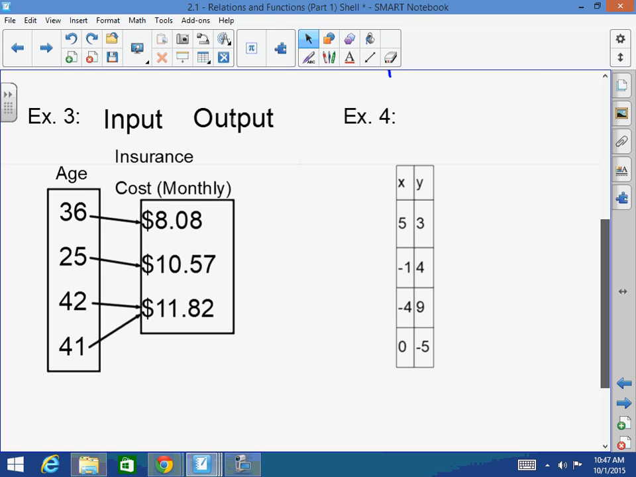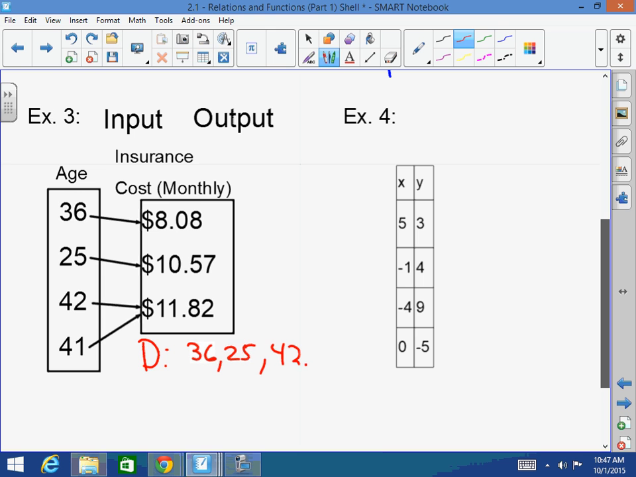Okay, I gave you an input and output table here. I want you to tell me the domain and the range. What's the domain here, guys? Hint, hint. What's another name for domain? Input. So what's the input here? 36, 25, 42, and 41.